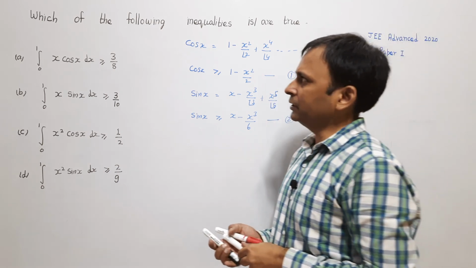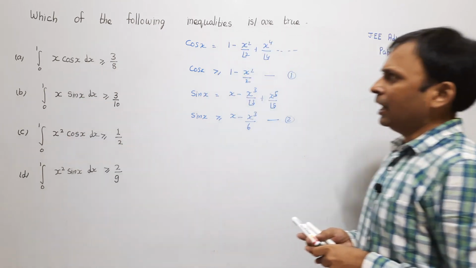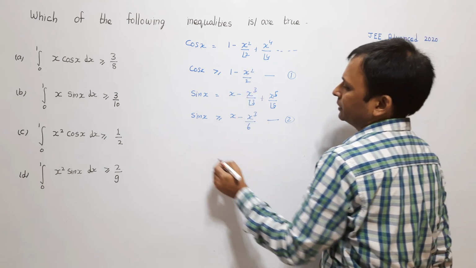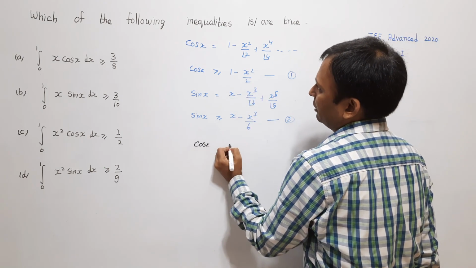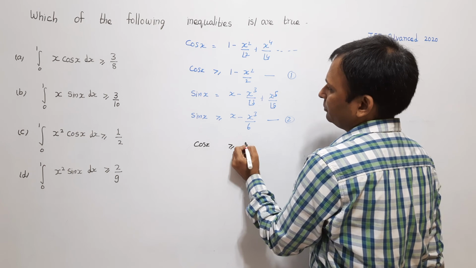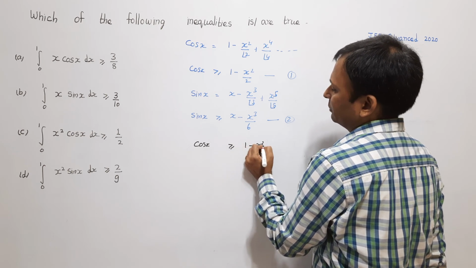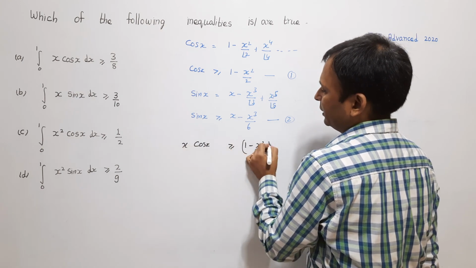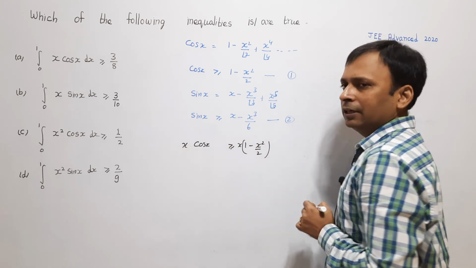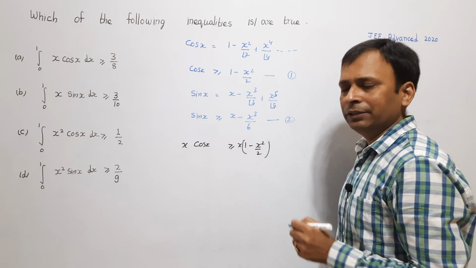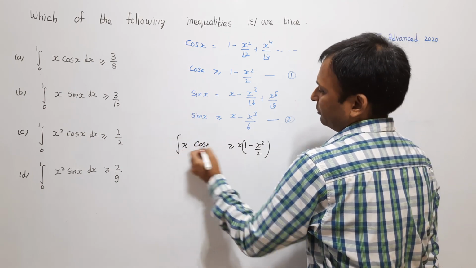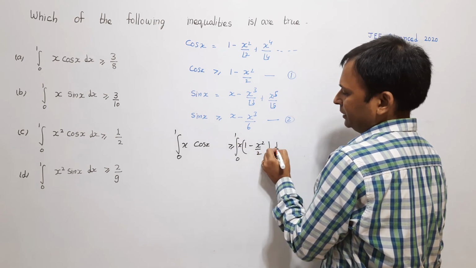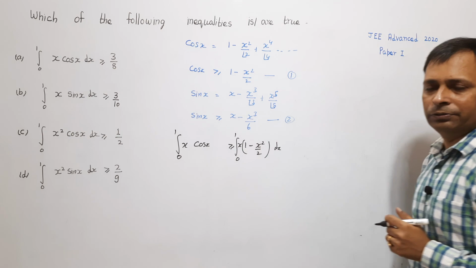Now to start this question, taking the first option, I have x into cos x. We have already proved that cos x is always greater than or equal to 1 minus x square by 2. So x into cos x will also be greater than or equal to x into 1 minus x square by 2. So for their integration from 0 to 1, using the property of estimation, I can say this will also be true.